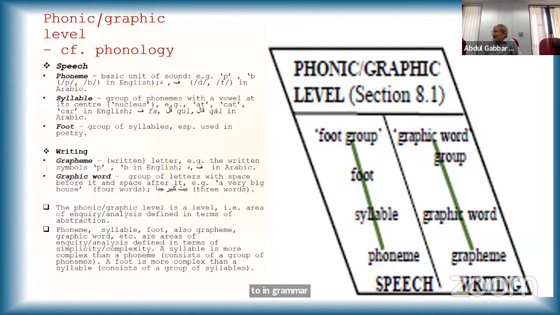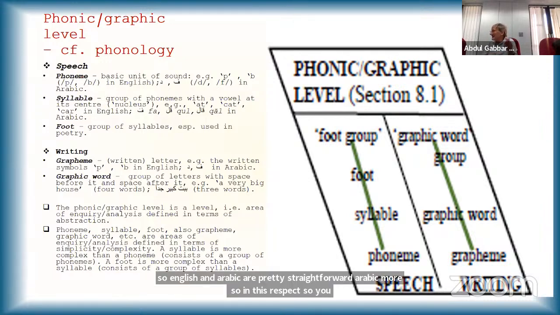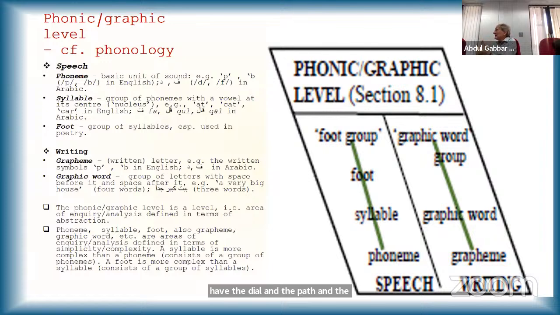And in writing, you've similarly got symbols. So English and Arabic are pretty straightforward. Arabic more so in this respect. So you have the dal and the fa and the qaf and the ayn as written symbols, which logically, they're clearly very closely related to spoken sounds, but logically they're different things. You know, even if we didn't know how Arabic sounded, we could all still read it. We could still decipher the different symbols.